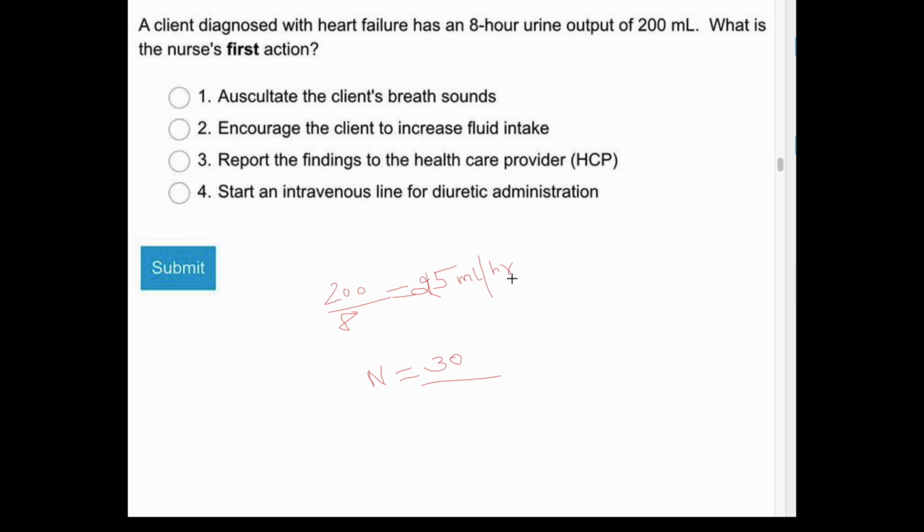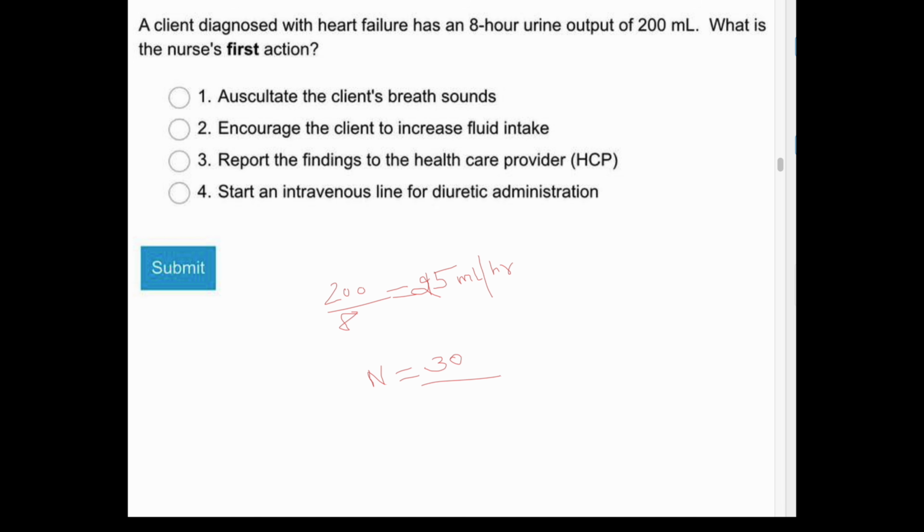Now the next question is, why would a heart failure patient have a low urine output? Because in heart failure, the heart cannot pump blood effectively, so less blood reaches the kidneys, and when the kidneys don't get enough blood flow, your urine output drops. Now we will go through each choice like NCLEX thinking.